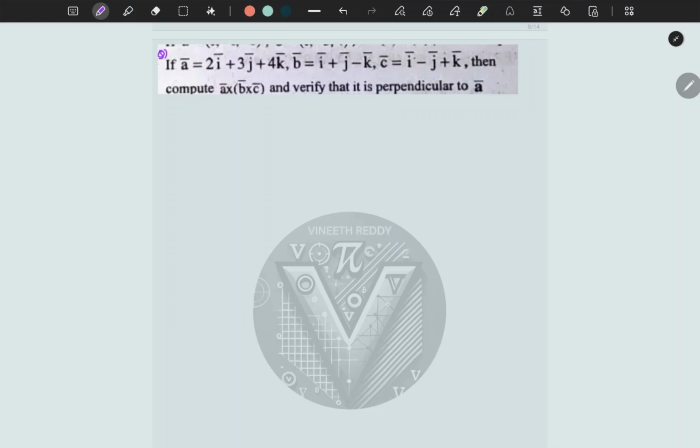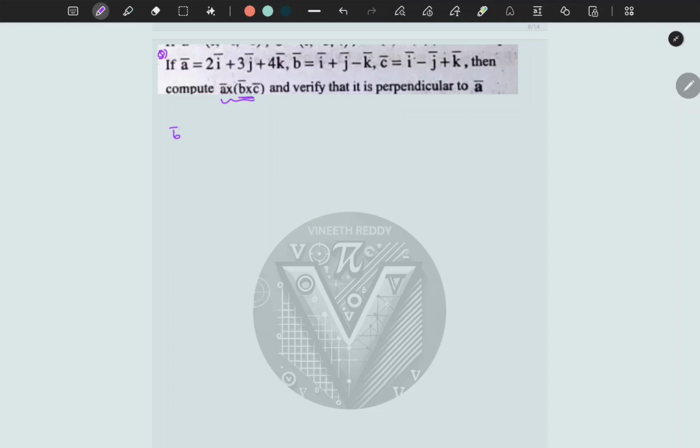Now this is another question. We have vector A equals 2i cap plus 3j cap plus 4k cap, vector B equals i cap plus j cap minus k cap, and vector C equals i cap minus j cap plus k cap. Then compute A cross of B cross C and verify whether it is perpendicular to A or not, right? So we'll do one thing.